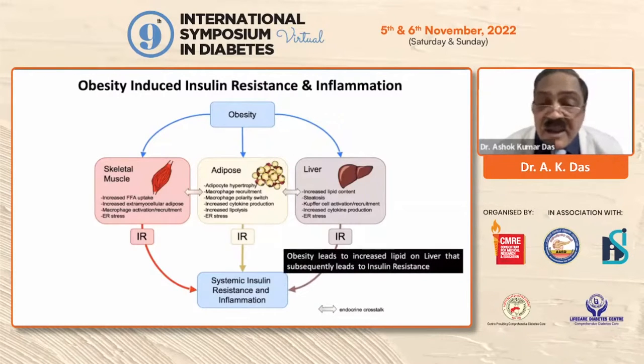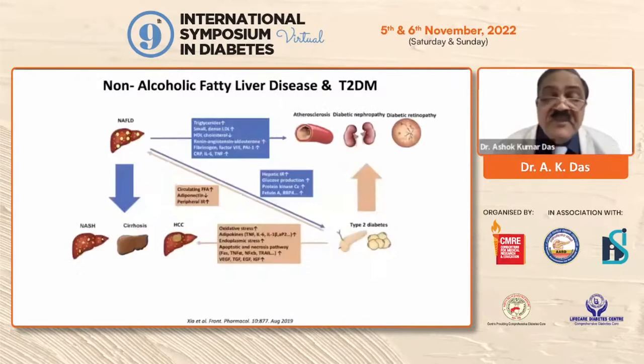IR in the skeletal muscle, IR in the liver, and in the adipose tissue, there is adipocyte hypertrophy, macrophage recruitment, ER stress, and increased lipolysis. So obesity leads to increased lipid in the liver that subsequently leads to insulin resistance, and this systemic insulin resistance and inflammation gives rise to diabetes mellitus. I'll be a little fast to complete the whole topic.